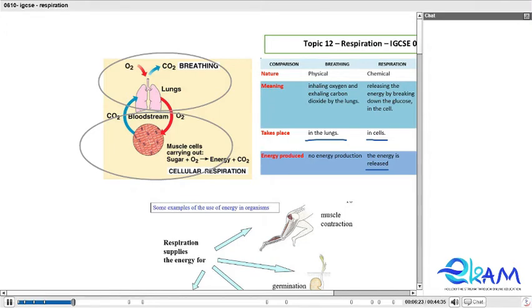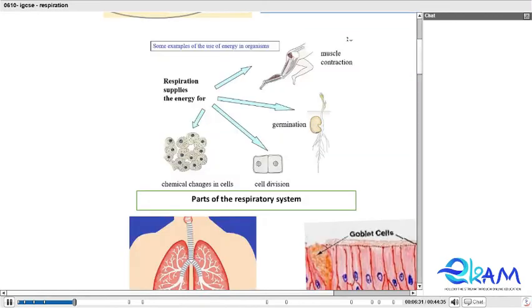Now we will see what is the use of energy for living organisms. We are using this energy for many metabolic activities within our body. So what are the uses of this energy for us, for any living organism? First, this energy is used for muscle contraction, or the energy is used for movement. You know that muscles bring about movement. Muscle contraction and relaxation will result in the movement of either the whole body or the part of the body. So the energy released during respiration is used for muscle contraction.